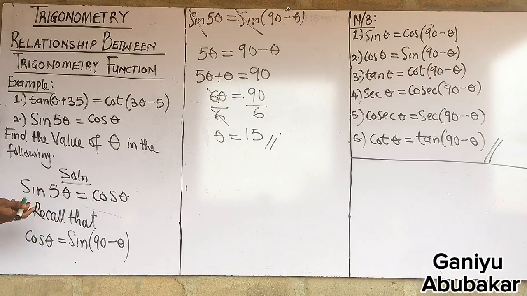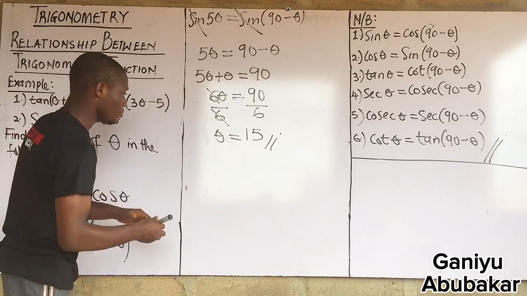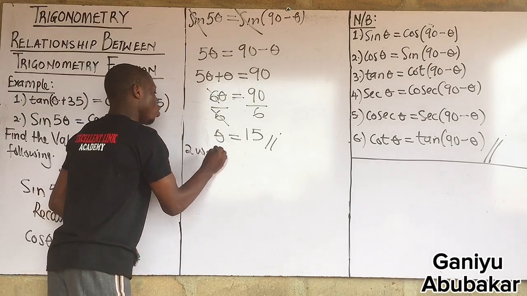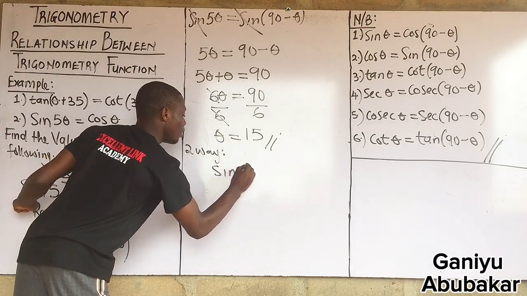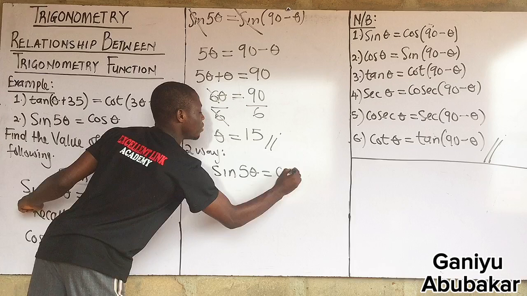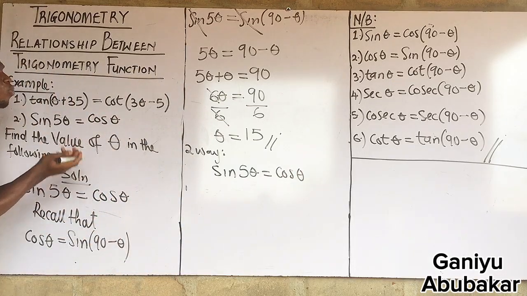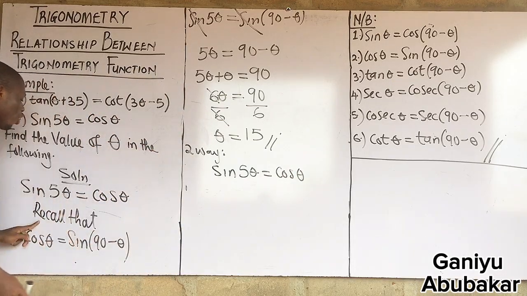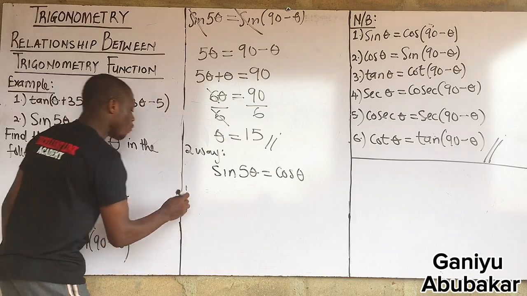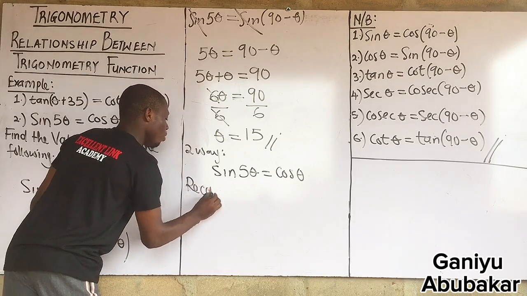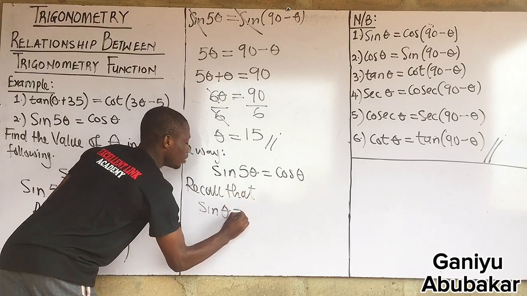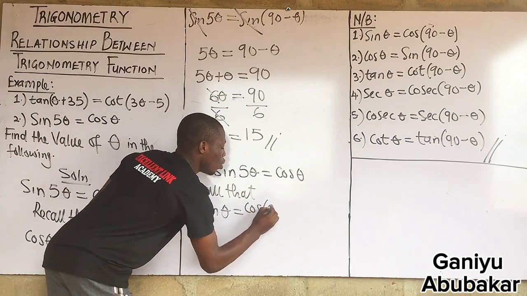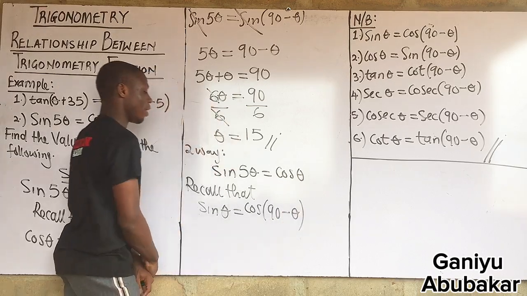The second way around is using the sine. I use cos in this case, but I can still use sine, and I'll have the same 15. So the second way of solving this number 2 problem is that if I have sine 5 theta equal to cos theta, what's the second way of solving this? Let's recall for sine. Recall that sine theta is equal to cos of the complement angle, which is 90 minus theta.